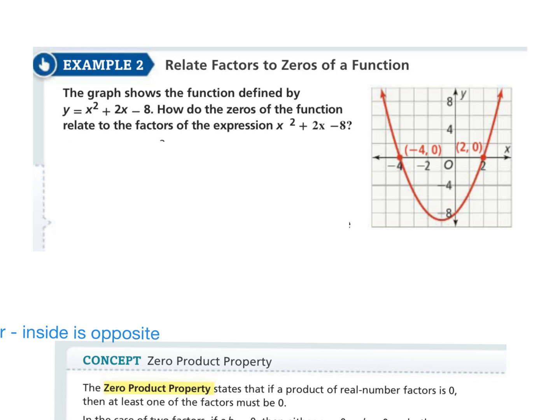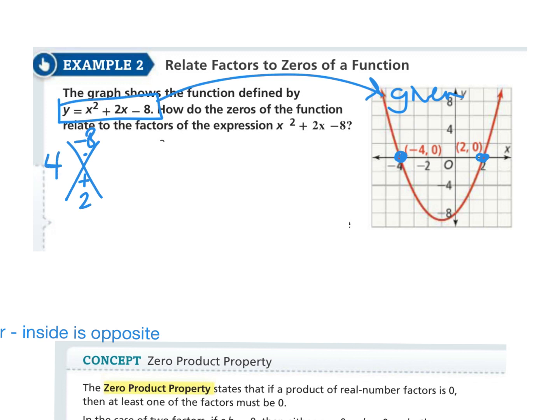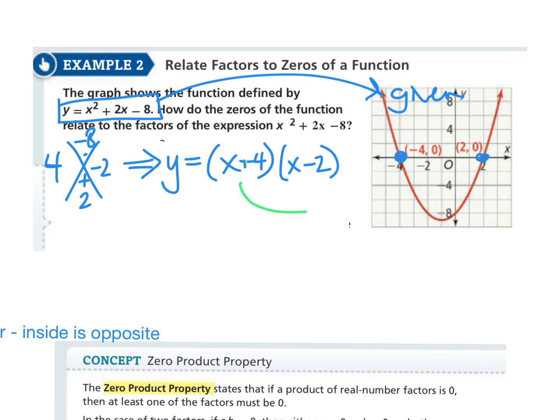So for this example, what I would like for you to do is write down this equation and this graph that is given. Specifically, your graph can be a rough sketch, but you need to note where these x-intercepts are at -4 and at 2. So if I factor this, I need to come up with two numbers that multiply to give me -8, add to give me 2. Those numbers are going to be +4 and -2. So my factored form of this equation is y equals (x plus 4)(x minus 2). And what we want to notice here is how these factors, x plus 4, relates to a root of -4, and x minus 2 relates to a root of +2.